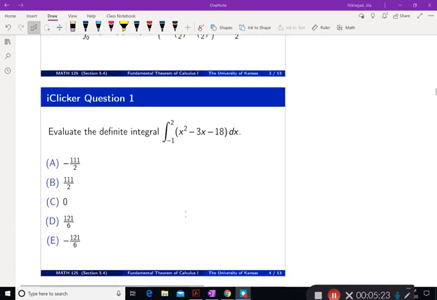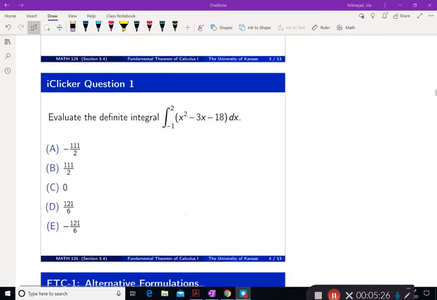Now we move on to auxiliary question 1. Evaluate the definite integral from -1 to 2 of x squared minus 3x minus 18 dx. And so pause and then use the fundamental theorem. Okay, so according to the fundamental theorem, this is supposed to be equal to the antiderivative evaluated at 2 minus evaluated at -1.